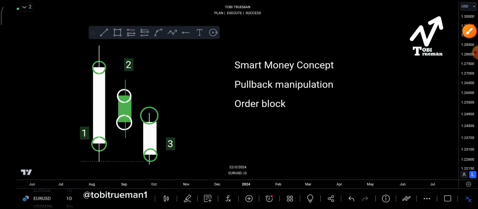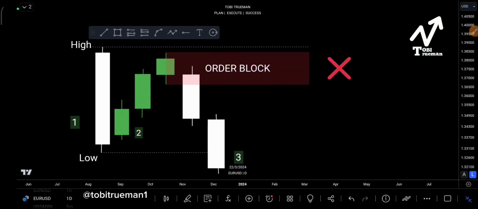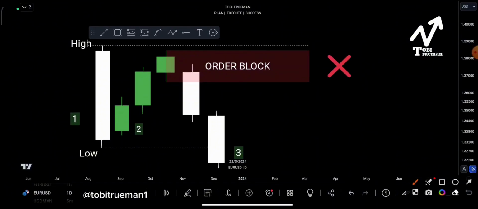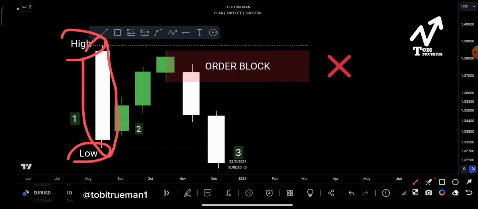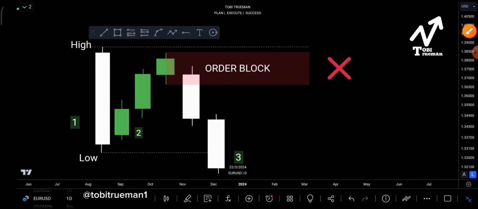Another analogy you can use to easily understand correct pullbacks. Like we already know, price is using candlestick 1. The low point and the high point of candlestick 1, one of those has to be taken before candlestick 3 will break the low point. That is when price is moving downward. In this scenario, we are looking at a downward movement of price.